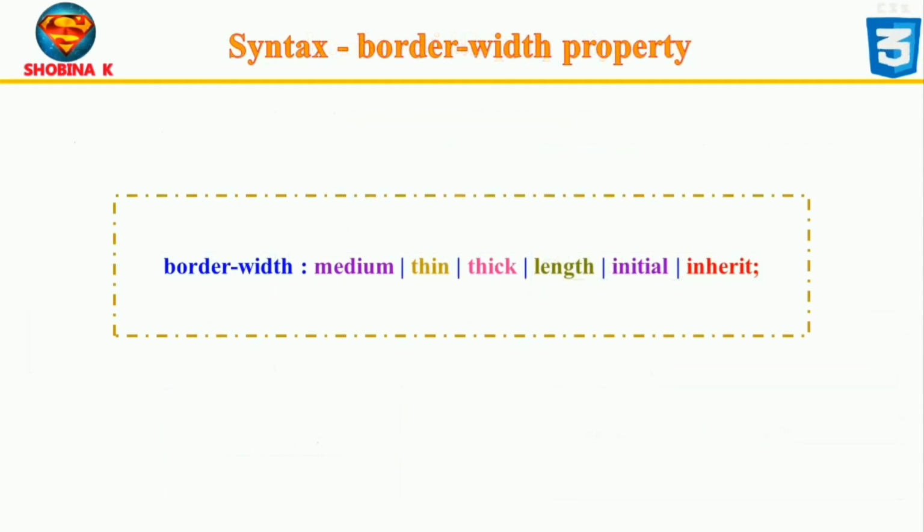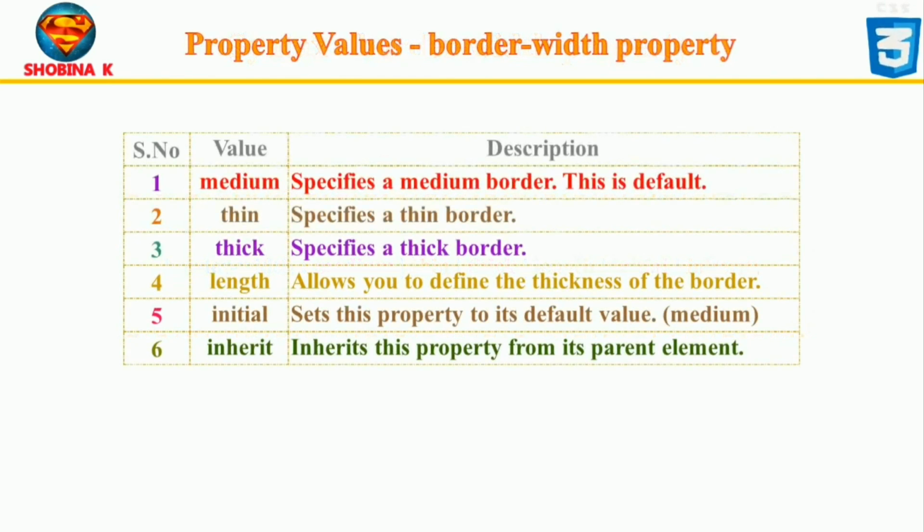The formal syntax for border width property. It includes the property values like medium, thick, thin, length, initial and inherit. The value medium defines a medium border. This is the default value. The value thin specifies a thin border. The value thick specifies a thick border.